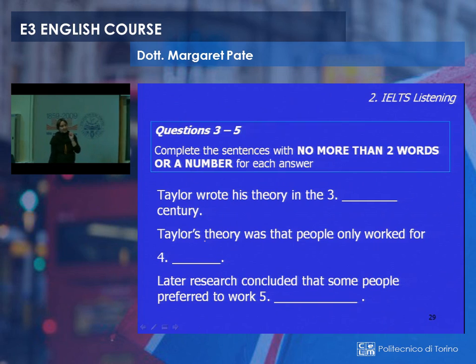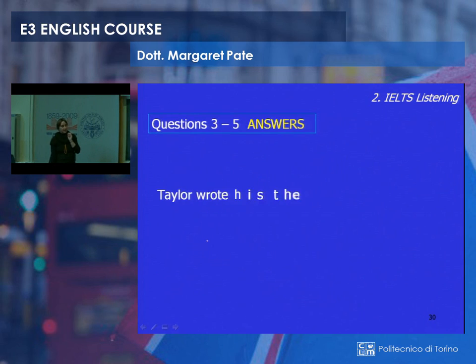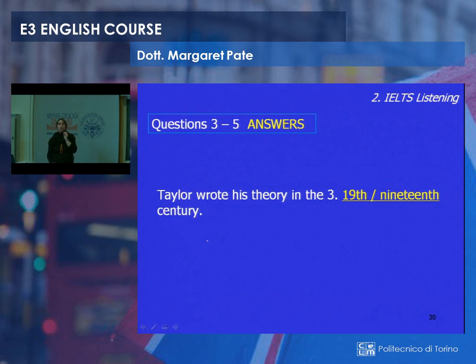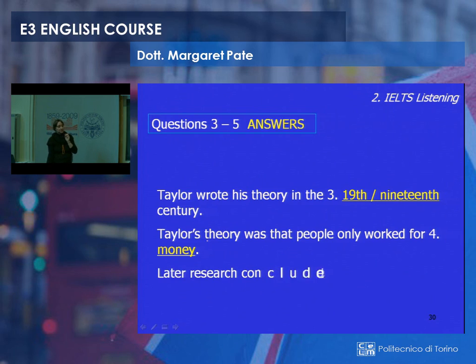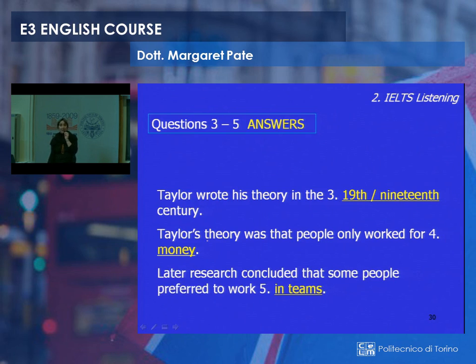Let's see if you got the answers. He wrote his theory in the 19th century. You could write it with numbers, 19 with the th, or in a word, 19th. Taylor's theory was that people only worked for money. Okay. And the last one, later research concluded that some people preferred to work in teams. Okay? No, that's not concluded. So that's the key word.